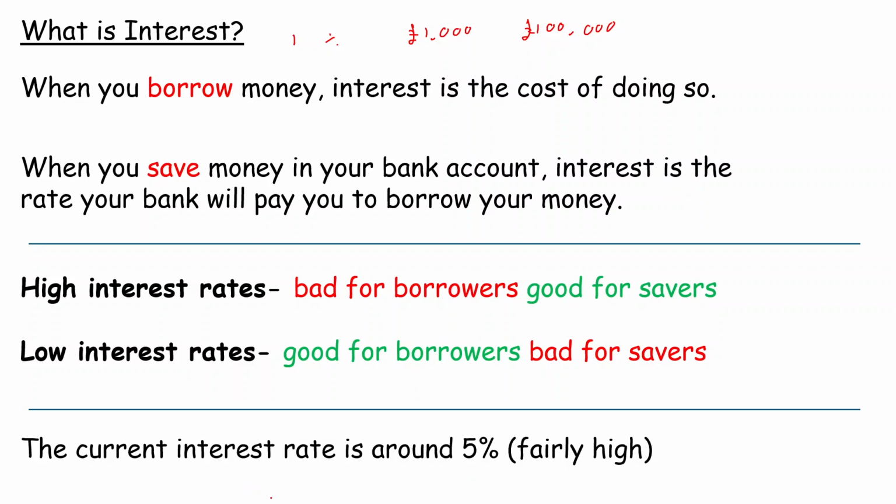The current interest rate, so I'm recording this in May 2024, is around, I think it's 5.25%, but it's around 5%, which is pretty high, traditionally. So that's quite a high interest rate. That means it's going to be good for savers. So if you've got money in your bank account, that's good. You're going to be earning more money on that.